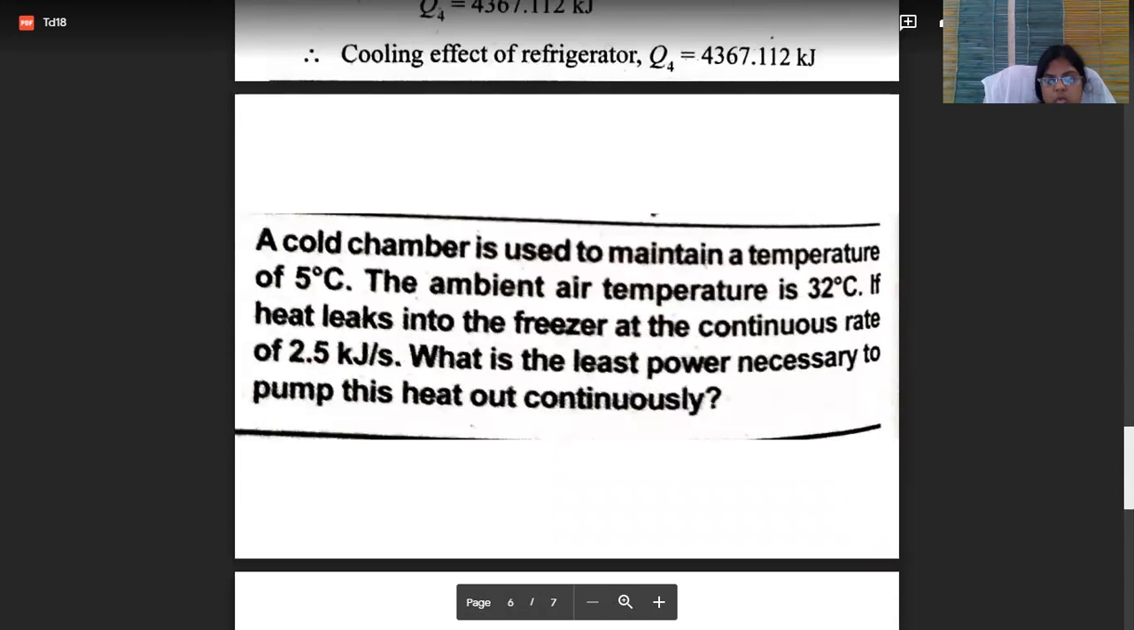The next problem is, a cold chamber is used to maintain a temperature of 5 degrees centigrade.